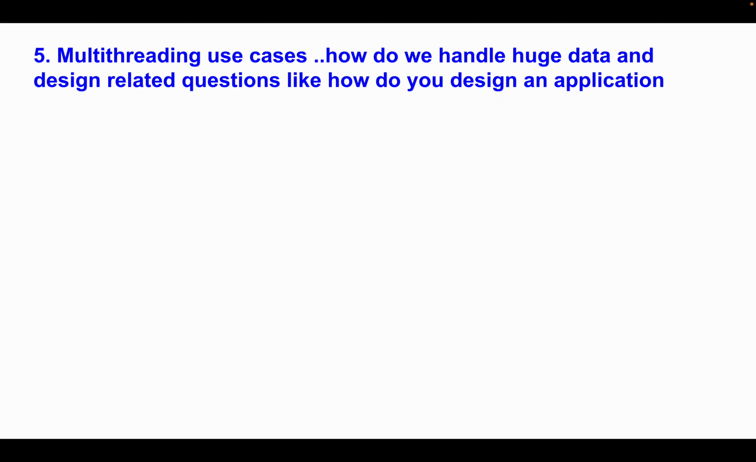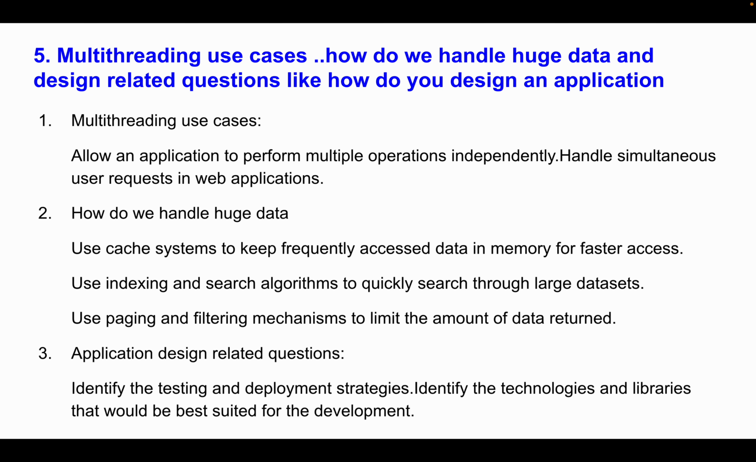Question number 5, multi-threading use cases. How do we handle huge data, and design related questions like how do you design an application? For the multi-threading use case, we can say that it allows an application to perform multiple operations independently, and handle simultaneous user requests in web applications or any other application. So you can tell any example.